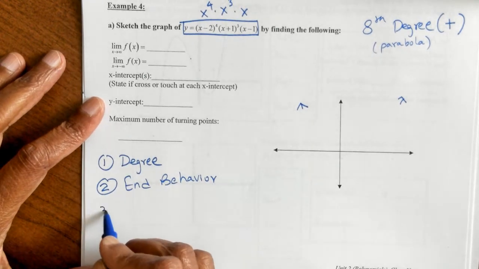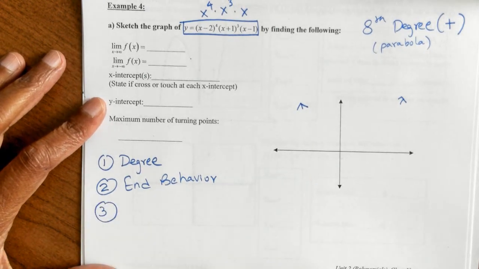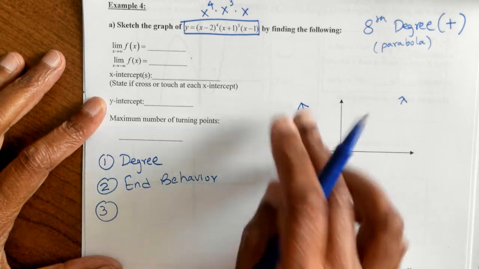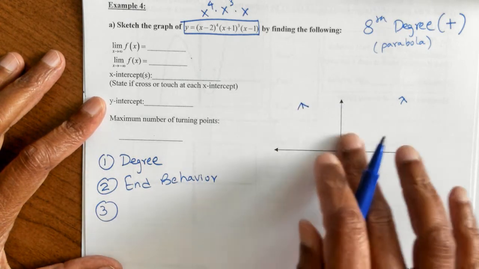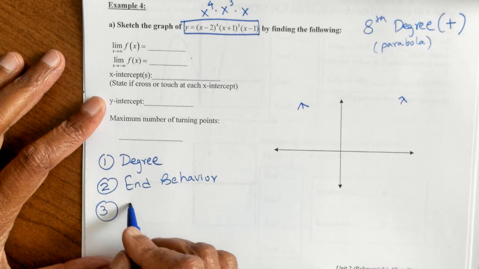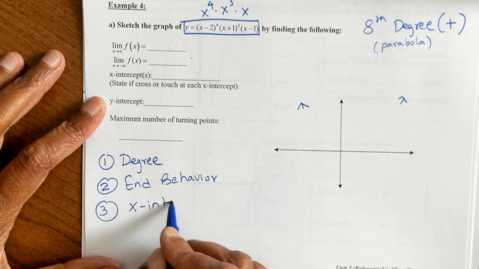Next I need to find the x-intercepts, because once you find the end behavior, I need to know how it behaves in between. For that I need the x-intercepts.